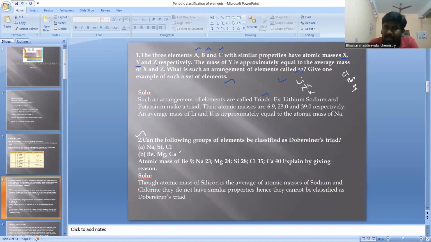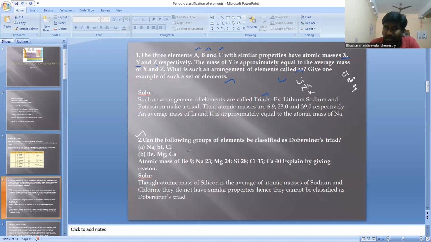Here they have given two sets of elements with three elements each. You can see here sodium, silicon, chlorine, and beryllium, magnesium, calcium. Now, can the following sets of elements be classified as a triad? They're asking whether we are able to make them in the form of triads.